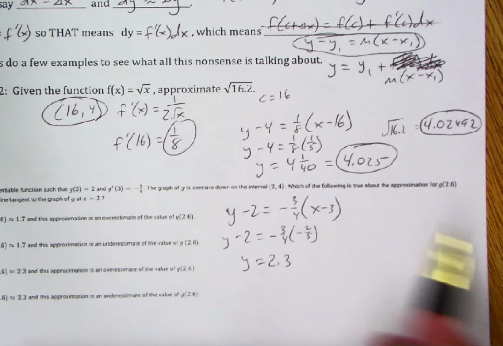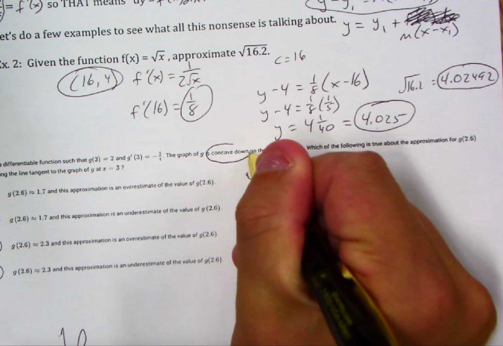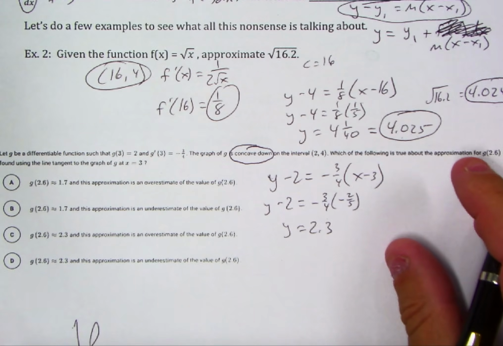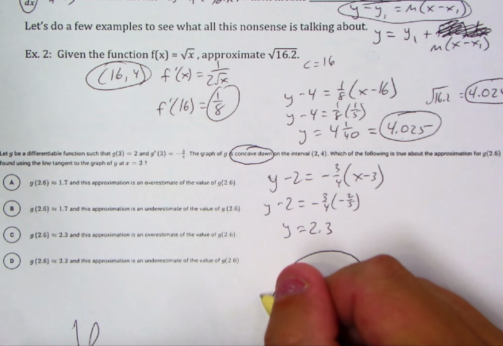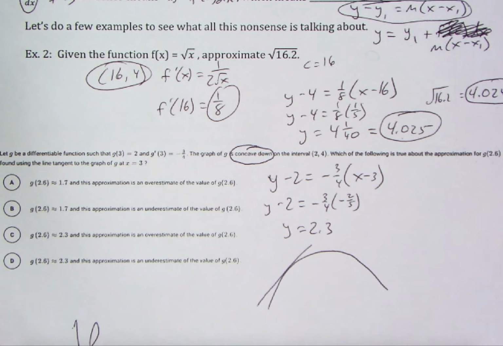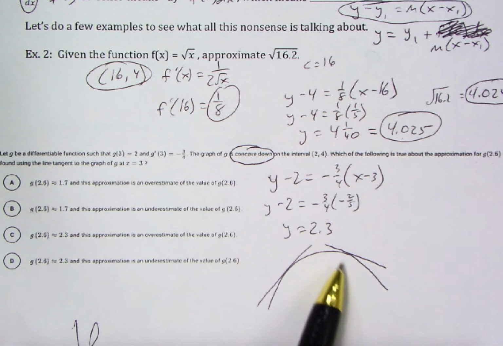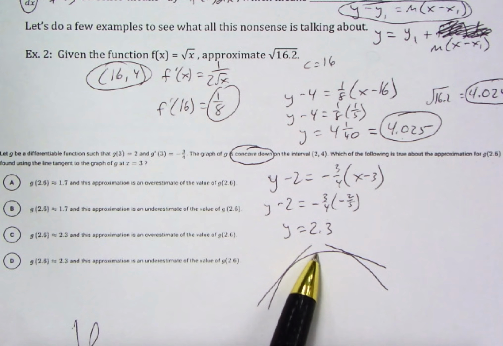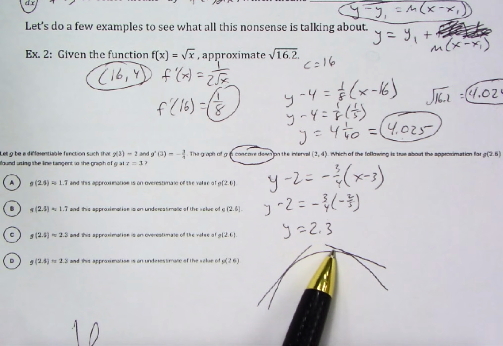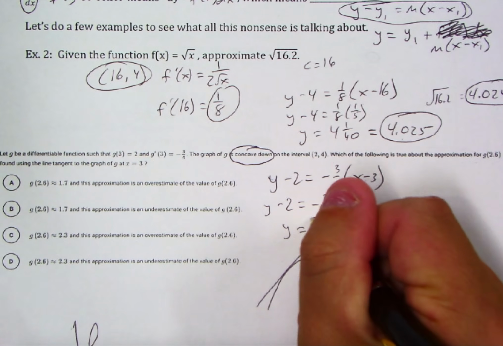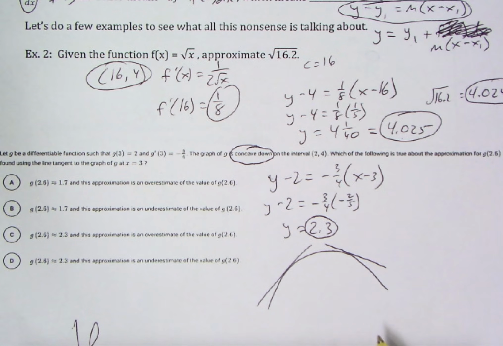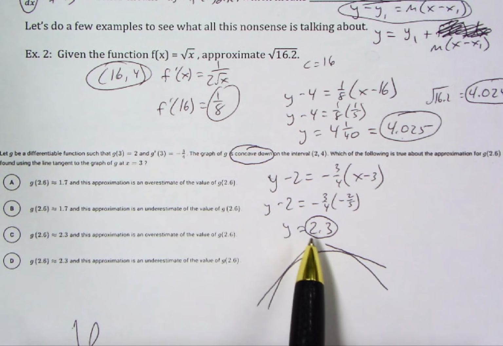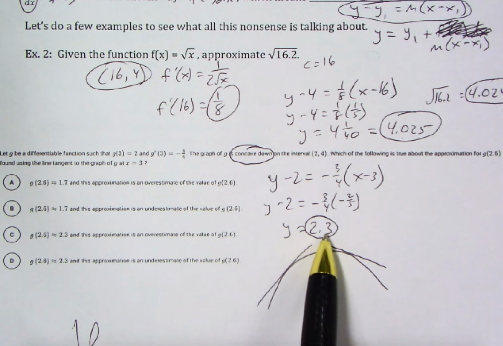Well, the reason they tell us here that g is concave down, I want you to think about this. If you have a concave down function like this, and you draw any tangent line in the world to any point on there, every value on the tangent line will be above every value on the actual function. And so if I found a value on the tangent line, that has to be above the value of the curve. So if a function is concave down, a tangent line approximation will overestimate.